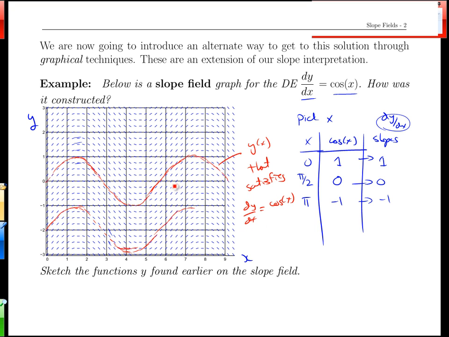We see that it looks like a sine graph, and we can shift it up and down, so we get that relationship of plus c naturally occurring. When we sketch out our graph, we see the sine graph, and we see that we can shift it vertically and still satisfy these slopes.